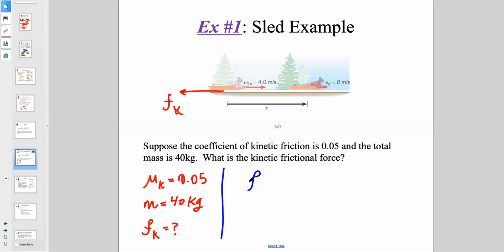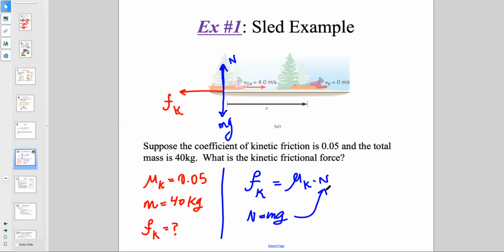Now, I know what F k is. F k is mu k times the normal force. But what is the normal force? We have mg down here, always towards the center of the Earth, and the normal force is normal to the surface, and it is this one. The forces along the y direction will always cancel out. In other words, N is always mg, which means I can substitute mg for N. So mu k times mg is the answer.